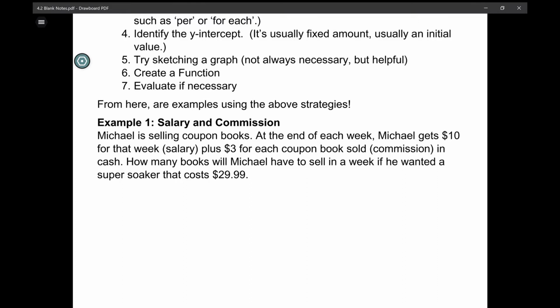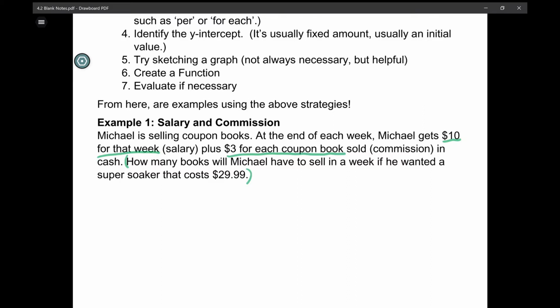So Michael is selling coupon books. At the end of each week, Michael gets $10 for the week, okay, plus $3 for each coupon book, okay, in cash. Now, let's ignore the last bit until the end, because we don't have our function yet. We need to answer a question, but we don't have our function yet. All right, so let's see if we can figure this out.